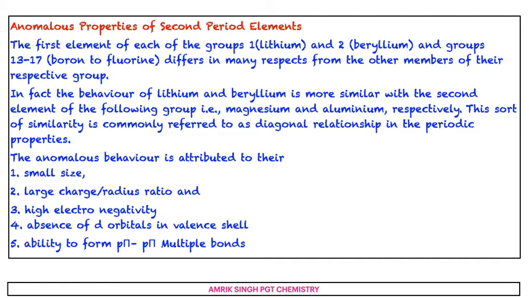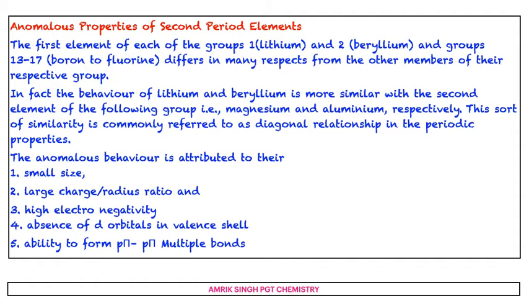Anomalous property of second period elements. The second period elements are lithium, beryllium, boron, carbon, nitrogen, oxygen, fluorine, neon; the first period is hydrogen and helium. The first element of each group, lithium, beryllium, and in groups 13 to 17, boron to fluorine, differ in many respects from the other members of the respective group. In fact, the behavior of lithium and beryllium is more similar to the second element of the following group, magnesium and aluminium respectively. This sort of similarity is commonly referred to as diagonal relationship in the periodic properties.